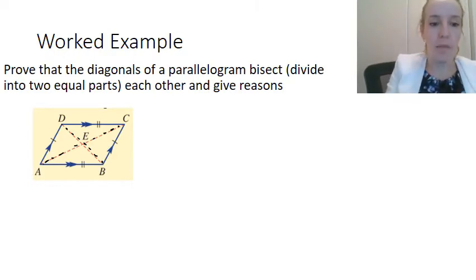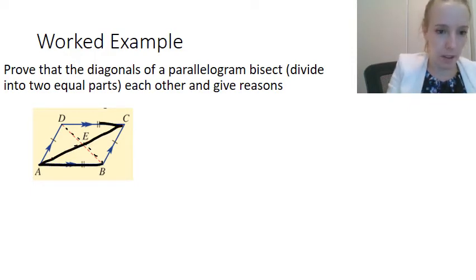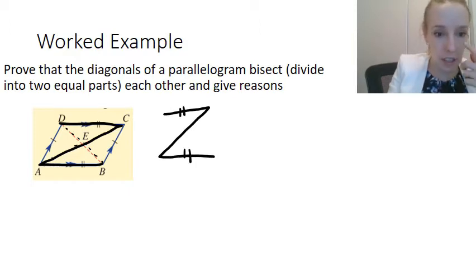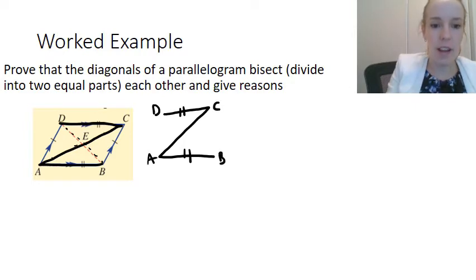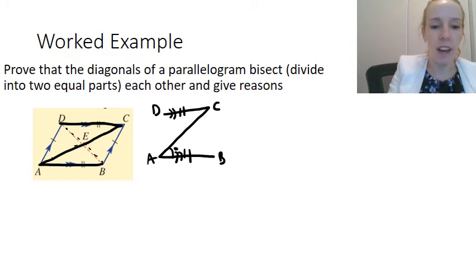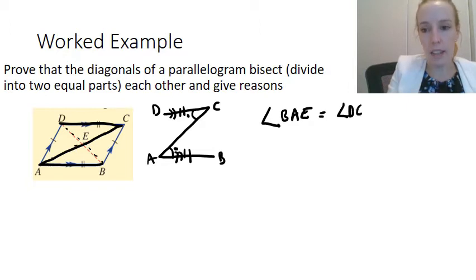So the first thing we're going to look at is this kind of Z shape here. So I'll redraw it here. I've got this Z shape here. This line is equal to this line. This is D, C, A, and B. So not only are they equal in length, they're also parallel. So what we should realize then is that this angle here is actually equal to that angle here. So our angle BAE is actually equal to our angle DCE.